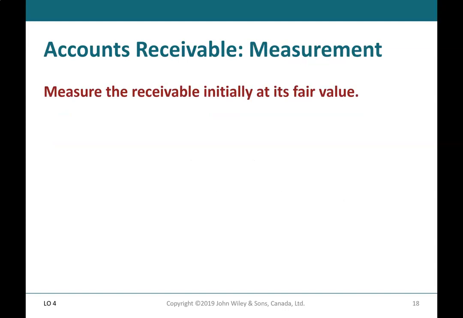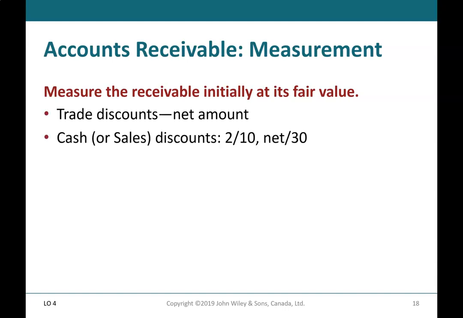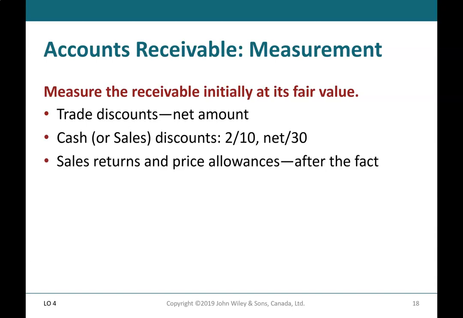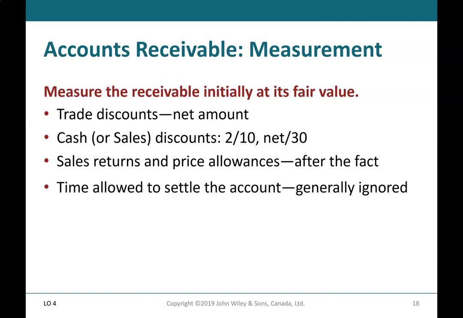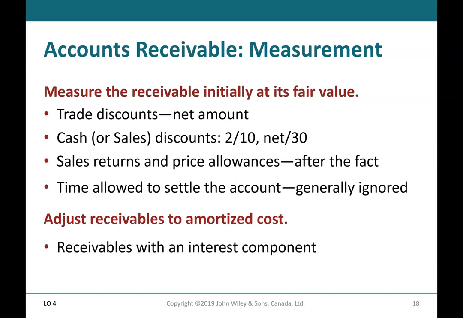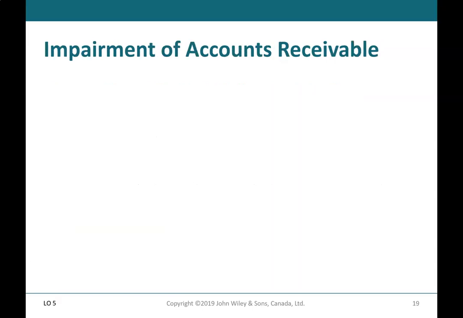Accounts receivable measurement. Measure the receivable initially at its fair value. Trade discounts, net amount. Cash or sales discounts, 2% if it's paid within 10 days, or net 30. Sales returns and price allowances after the fact. Time allowed to settle the account, generally ignored. Adjust receivables to amortize cost. Receivables with an interest component.